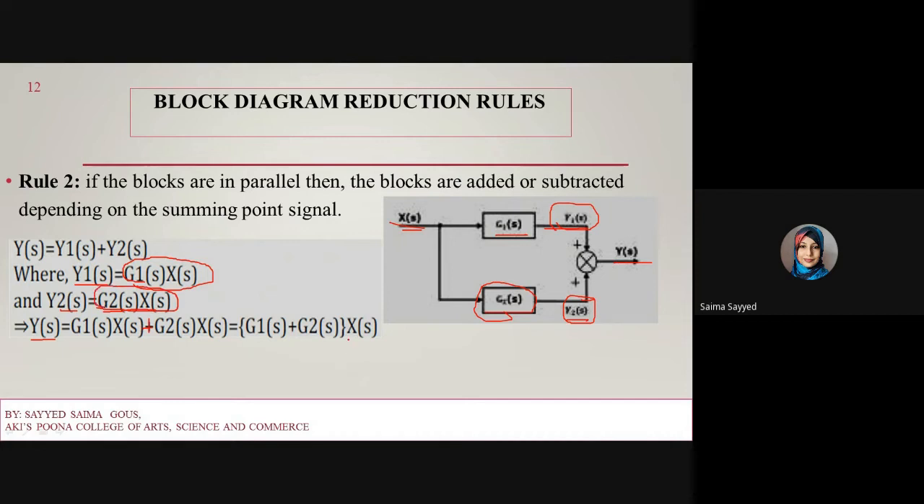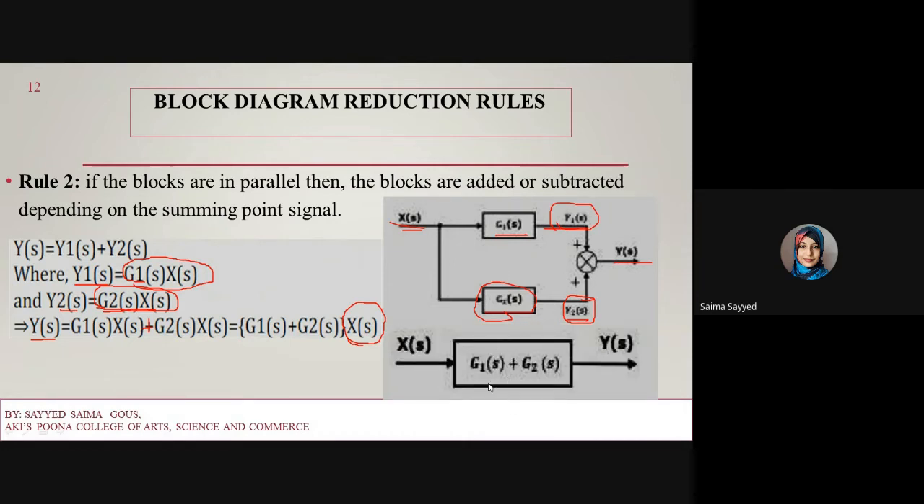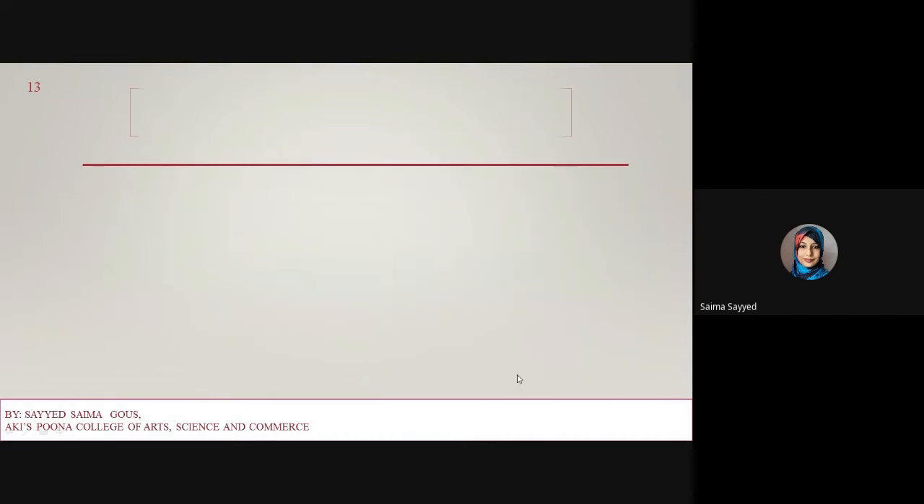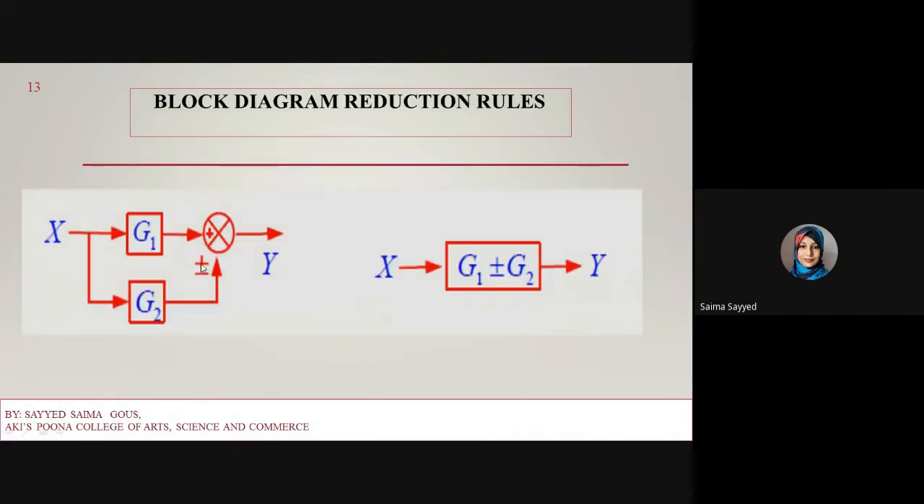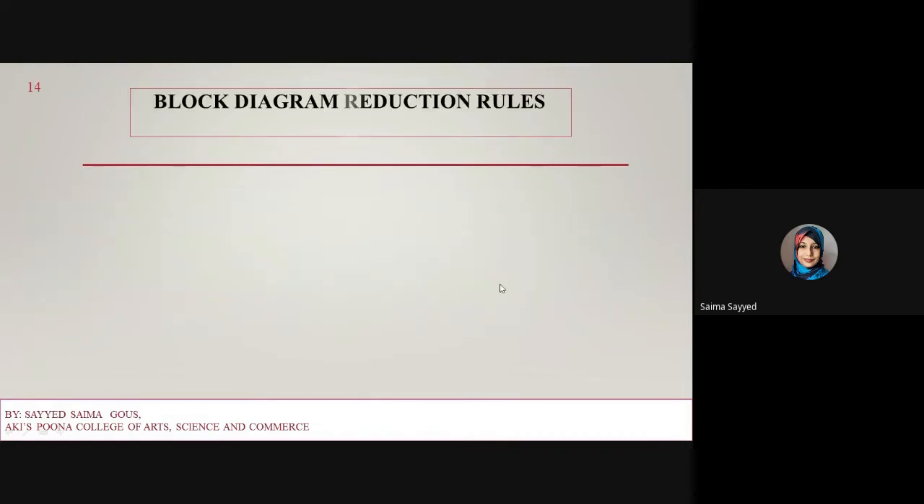Now here we take X(s) common, so it will become G1(s) plus G2(s) into X(s). Here we can add or subtract, which depends upon the summing point. If there is a plus sign, then it will get added, and if it is a minus sign, it will get subtracted.